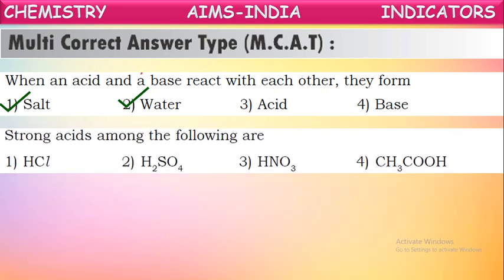Next one, strong acids among the following. See here some compounds are mentioned. Find out the strong acids among these. Generally, mostly the inorganic acids like hydrogen chloride, sulfuric acid, nitric acid, these are strong acids.